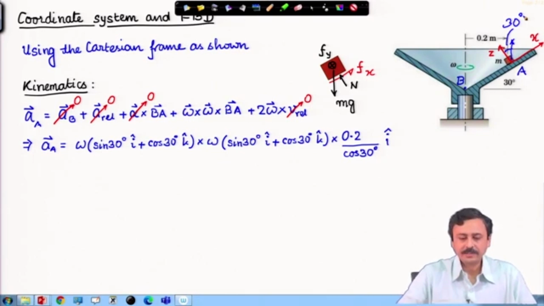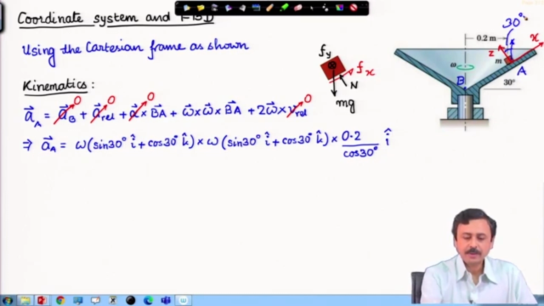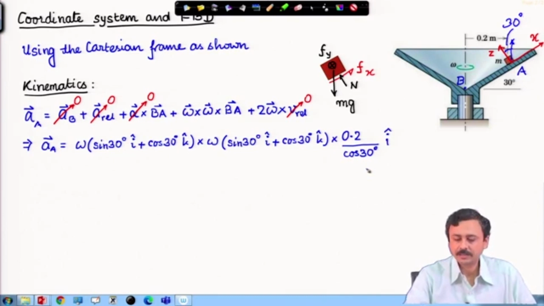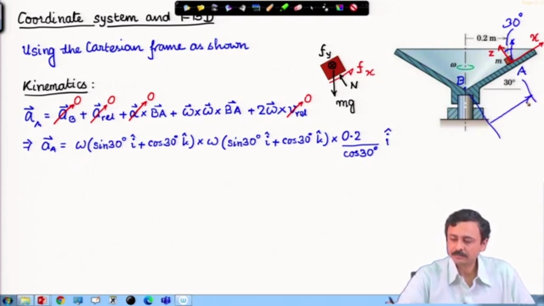The unit vector in that direction therefore is sine 30 degree i cap plus cosine 30 degree k cap, and omega cross the vector BA. Now, vector BA is again the magnitude of BA times the unit vector direction, which is i cap. BA is along x axis, and this you can very easily find.